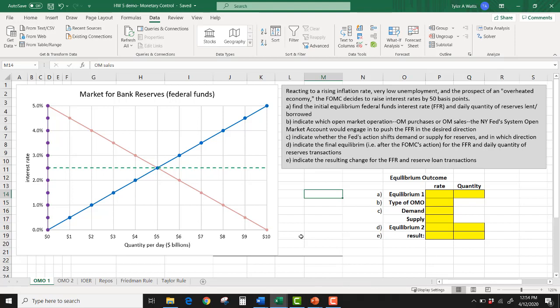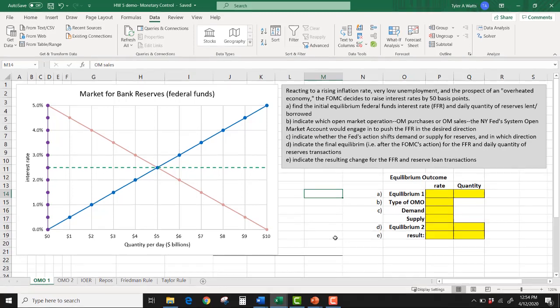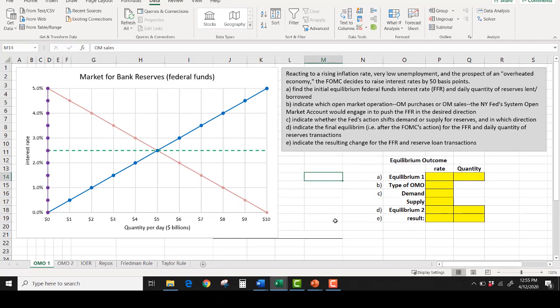So first thing we'll do here, OMO1, open market operations. We'll just think about the operation of monetary policy with respect to changing bank reserves to put upward or downward pressure on interest rates. So it says, reacting to a rising inflation rate, very low unemployment, and the prospect of a, quote, overheated economy, the FOMC, Federal Open Market Committee, decides to raise interest rates by 50 basis points.